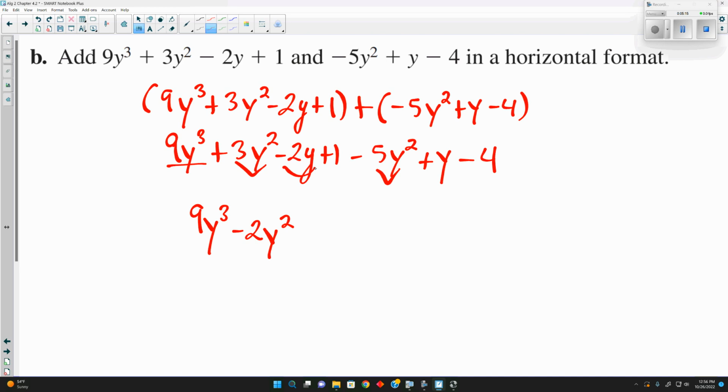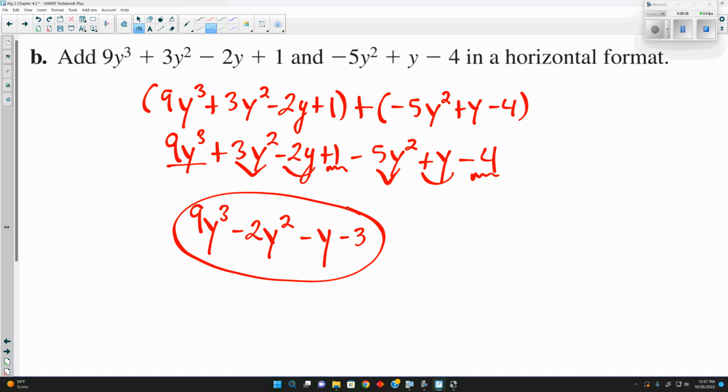We also have negative 2y plus y, which is negative y. Negative 2 plus 1 is negative 1. And lastly, we have 1 minus 4, which is negative 3. Questions on this here?